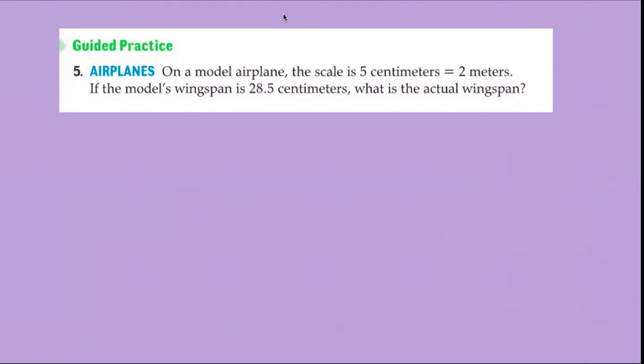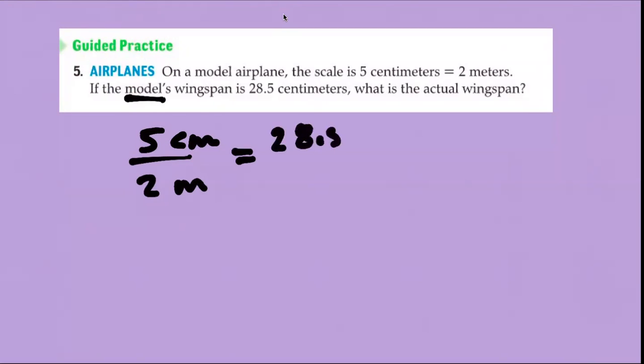If it's to scale, that means if you blow it up, it's going to actually have the same proportions as the original thing. All right, so on a model airplane, the scale is 5 centimeters compares to 2 meters, all right? If the model's wingspan, so we're on the model now, and we're talking about the model to the real thing, all right? So if the model's wingspan is 28.5 centimeters, what's the actual wingspan? So that would be x, and it's going to be in meters.